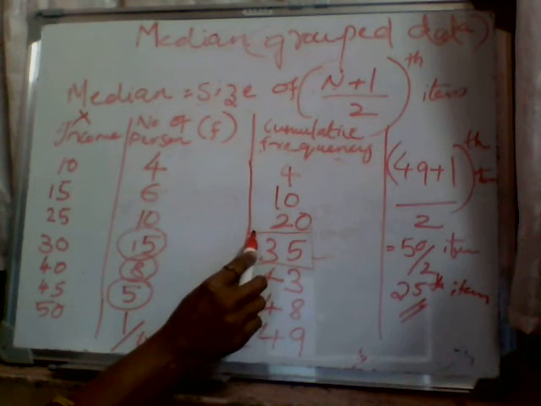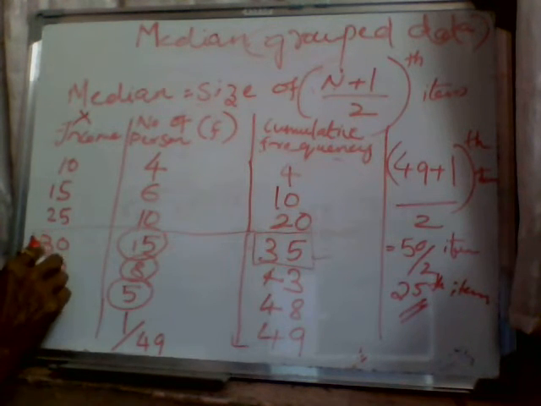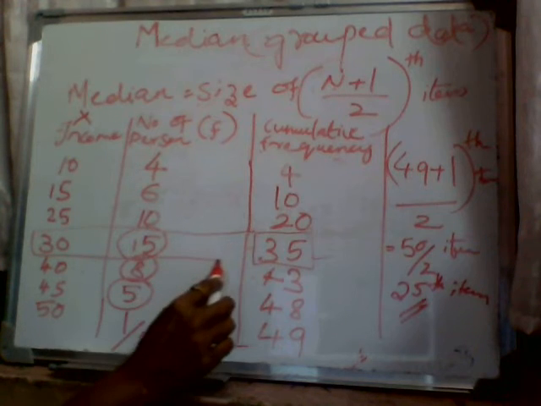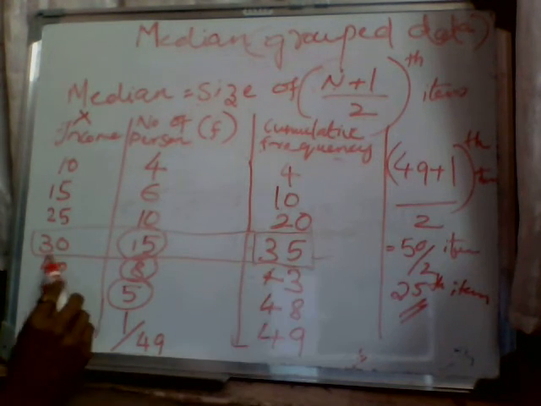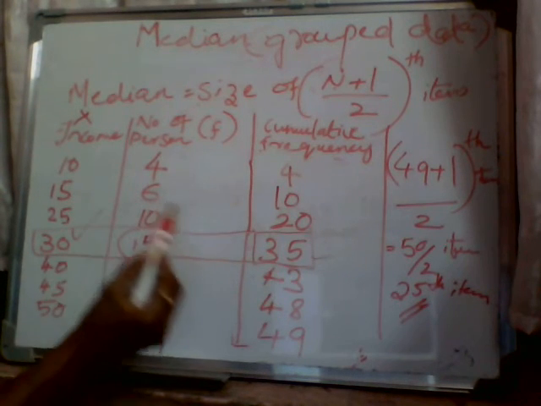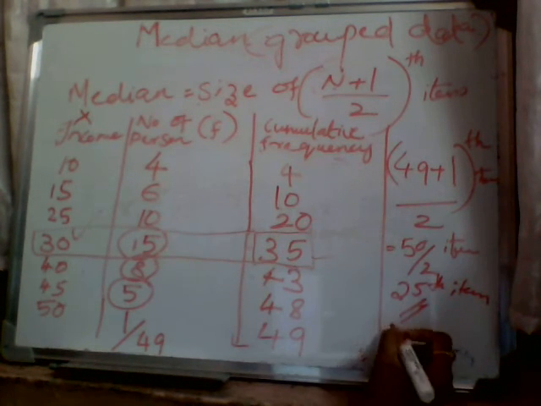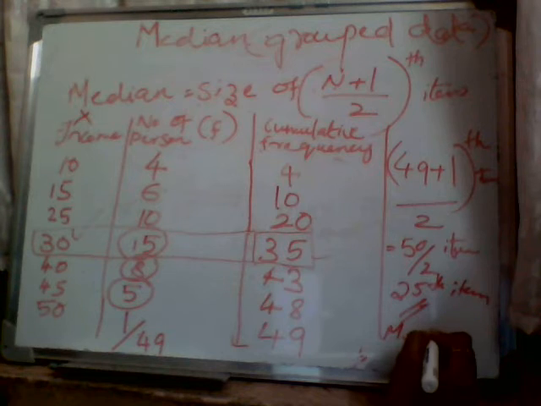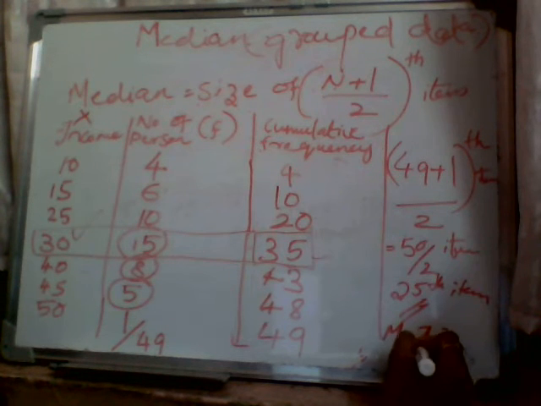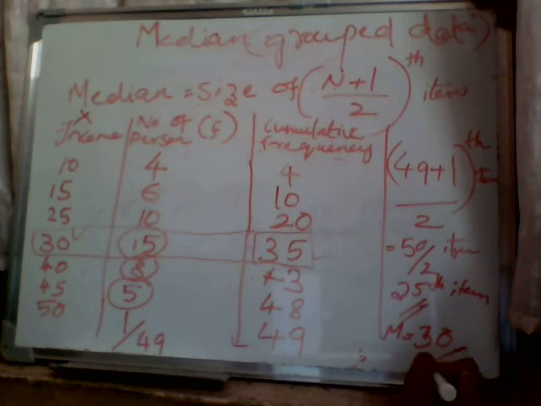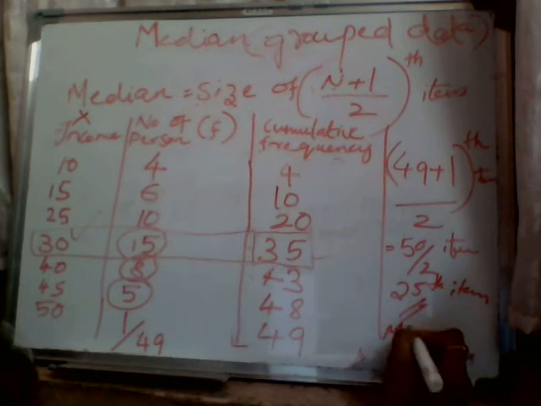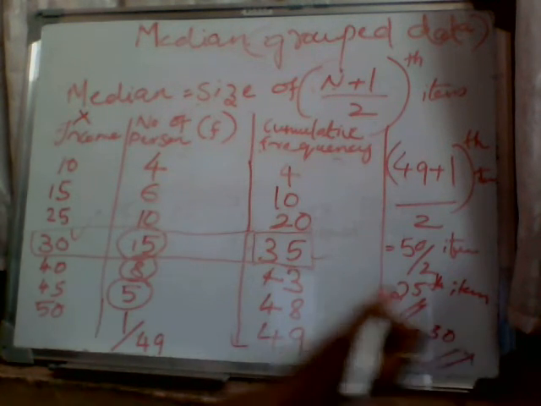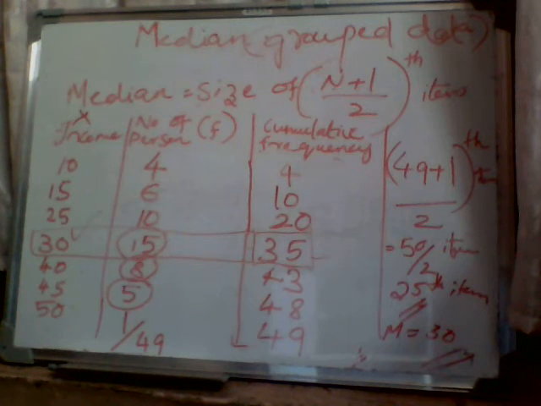Then we need to mark this column like this and find the x value. What is the x value here? 30 is the x value. Then the median is 30. The answer is 30, the median is 30.